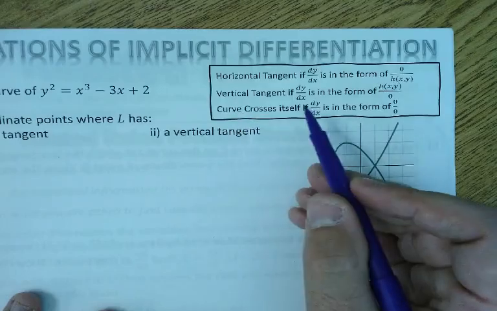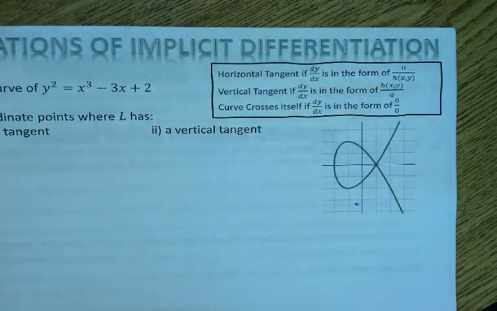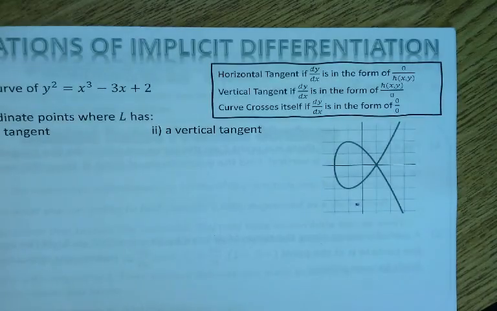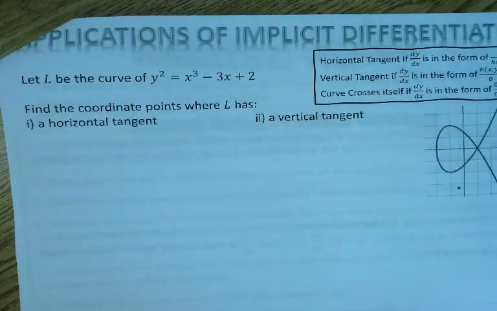The curve will cross itself if the derivative is in the form of 0 over 0. So if the derivative has a quote-unquote hole, it doesn't really have a hole. It just means that the curve crossed itself. Okay? So what we're going to do here is take L, the curve of y squared equals x squared minus 3x plus 2, and find the horizontal tangent and vertical tangent.